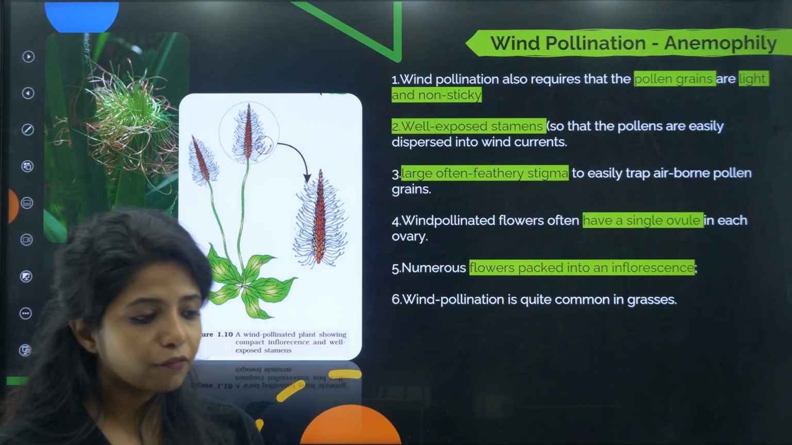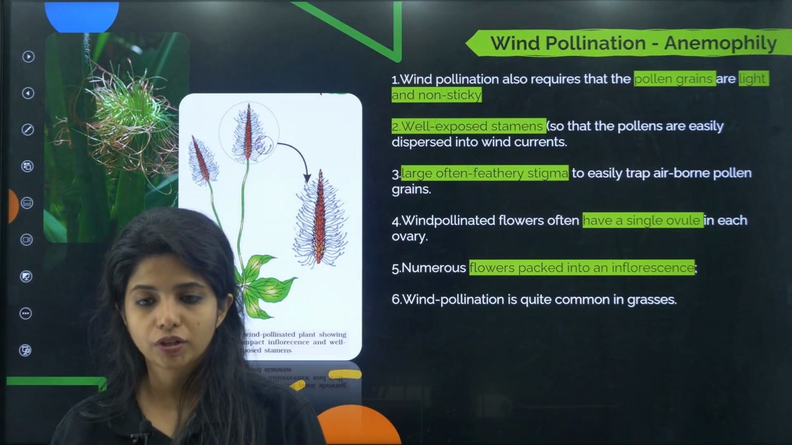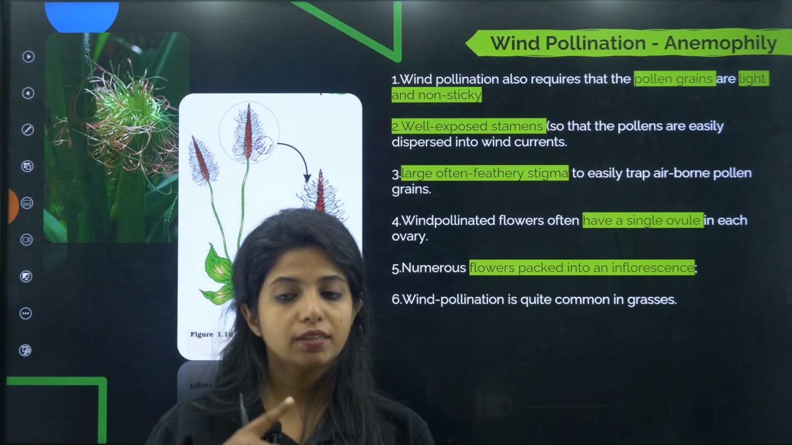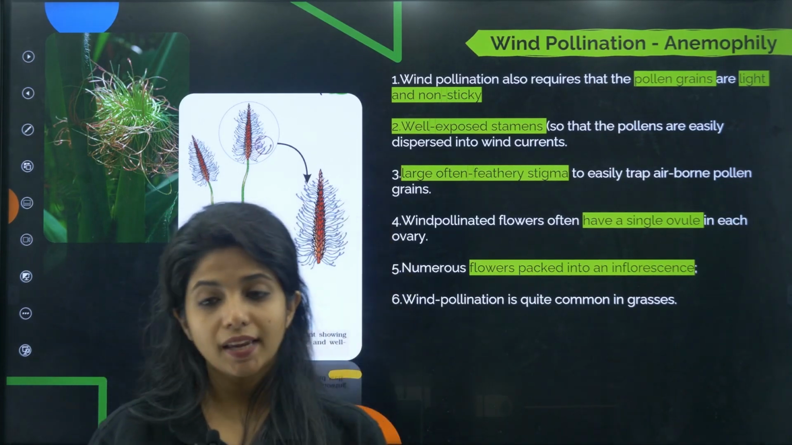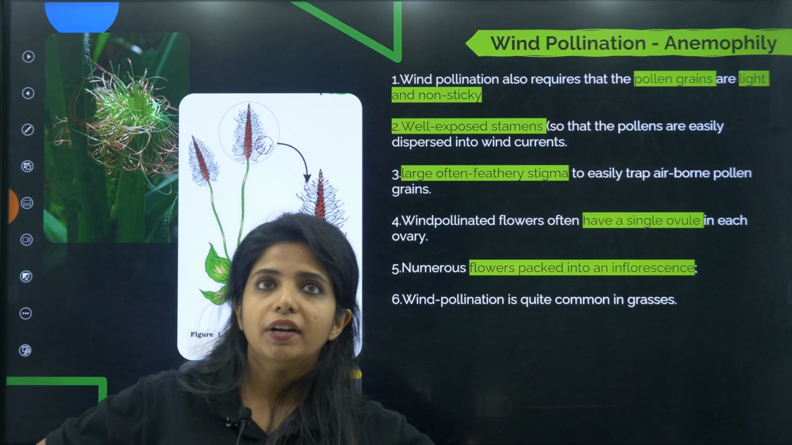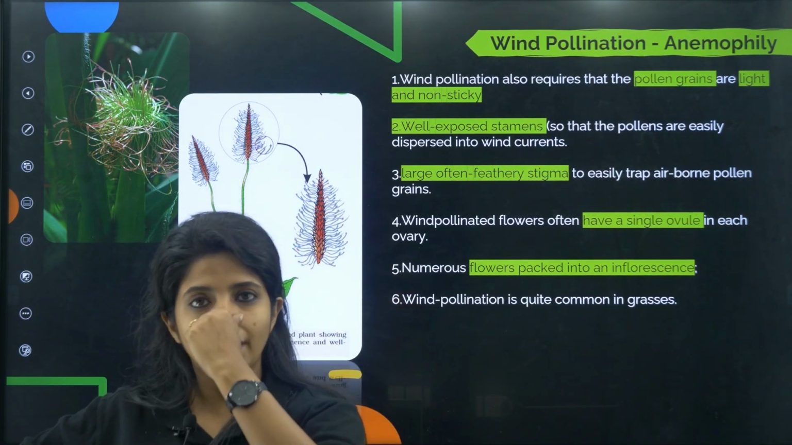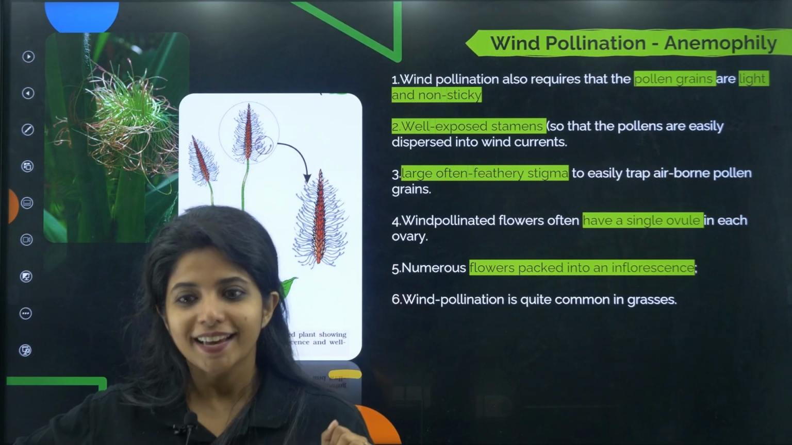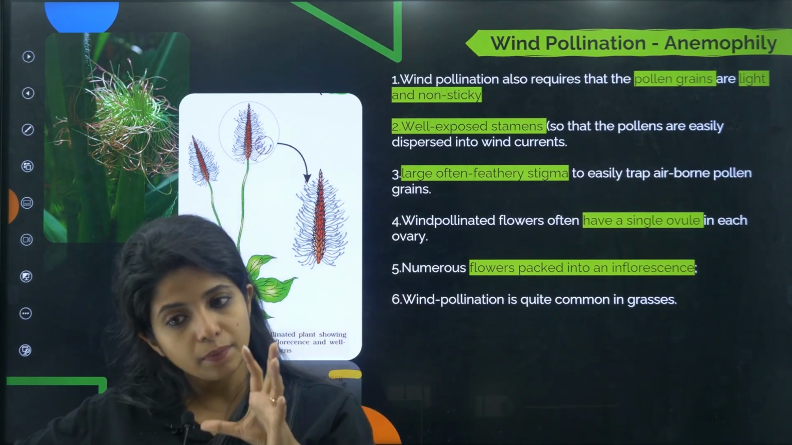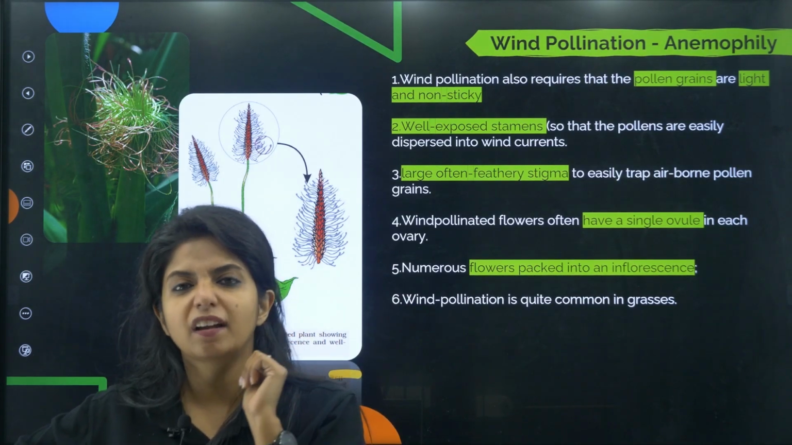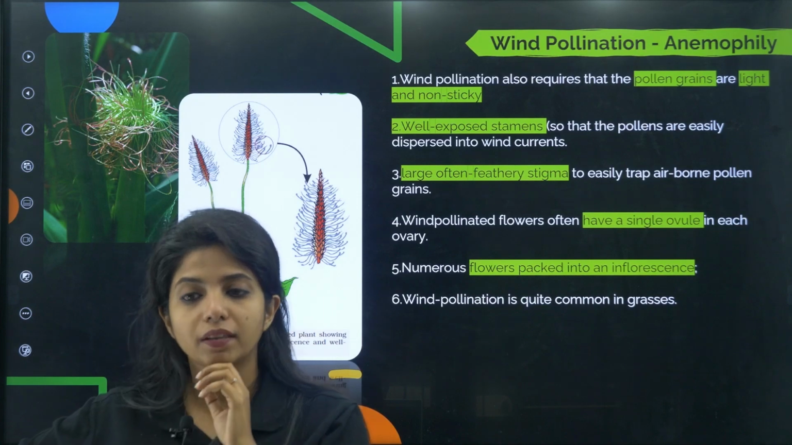Okay, now there are different types of agents for pollination. There is biotic agent, there is abiotic agent. Biotic agent as in insects, animals and stuff like that. Abiotic as in wind, water and things like that. So, majority of the pollination happens because of the biotic agents, that is insects. But if you talk about abiotic agents, in them wind is better than water. Wind pollination is better than water.